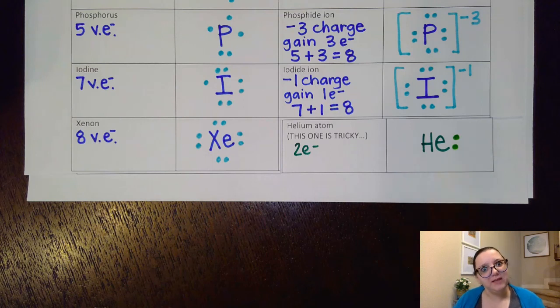All right, I hope you're feeling a little bit confident with being able to draw a Lewis dot structure for an atom or an ion. Again, eventually what we're going to do is we're going to take all this information and we're going to apply it to compounds. If you have any questions or need any help, please feel free to email me.